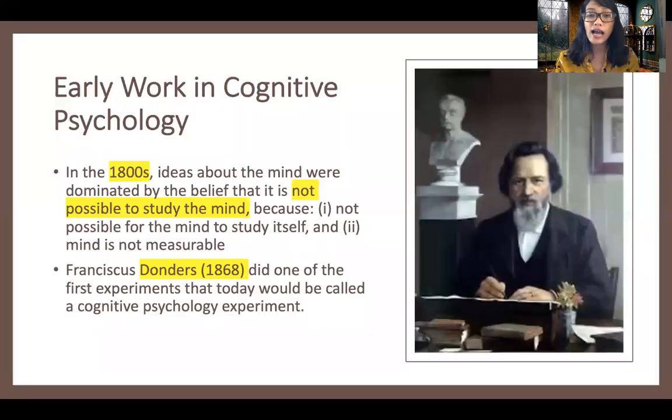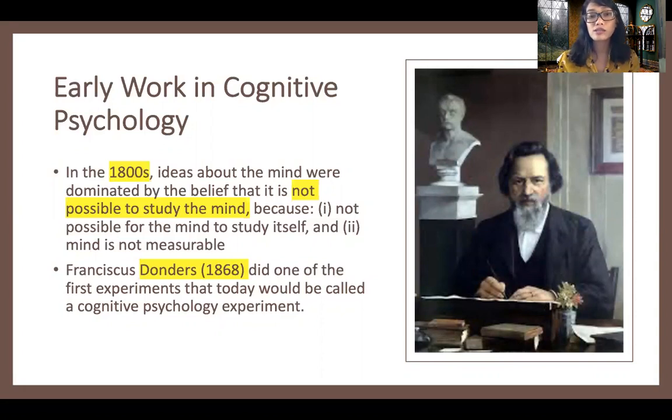The idea that the mind can be studied scientifically is actually a modern idea. In the late 1800s, ideas of psychology were dominated by the thought that we cannot study the mind. Why? The first reason was that the mind cannot study itself, and the second was that the mind cannot be measured. So how can you measure something that you cannot see or touch?